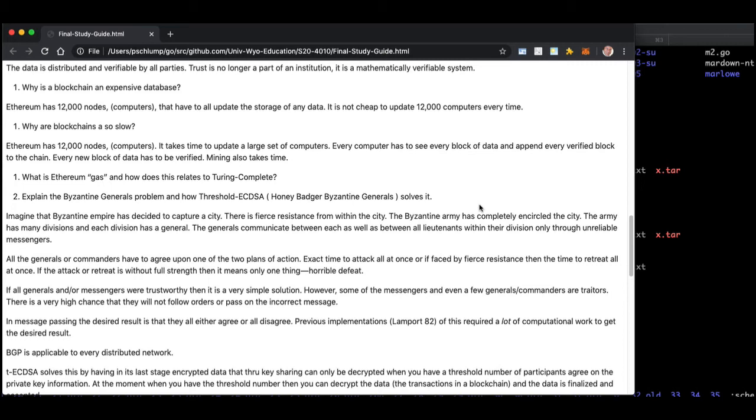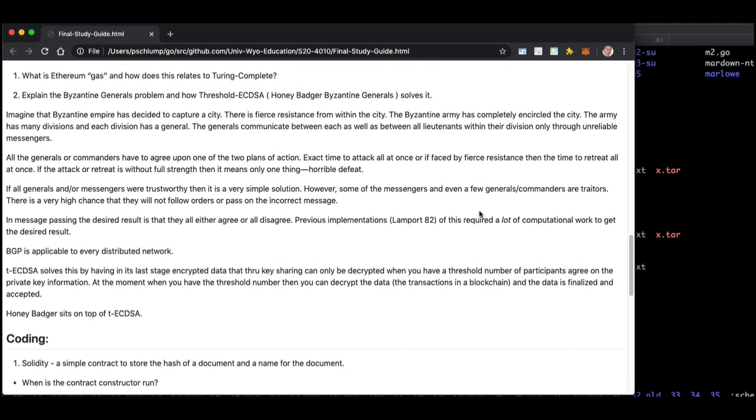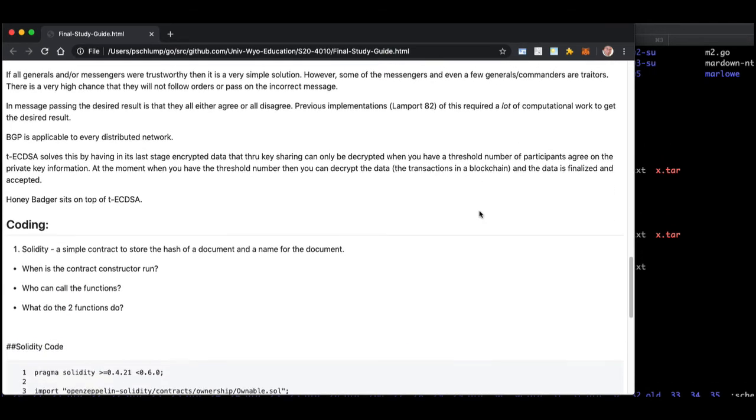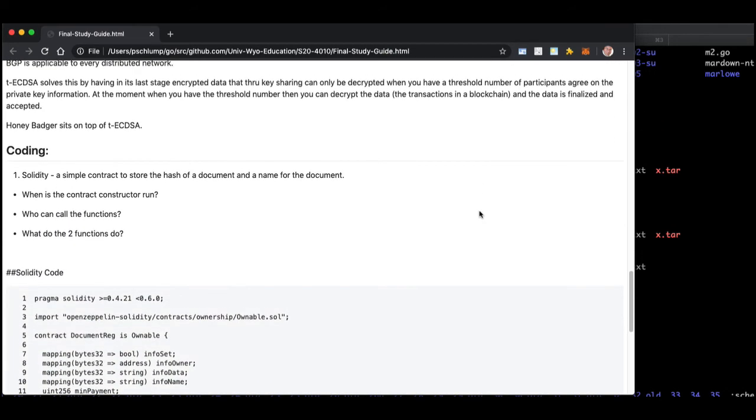Probably one of the most important things is that you be able to explain what is the Byzantine generals problem and how proof of work solves it, how Honey Badger solves the Byzantine generals problem. So that's important.